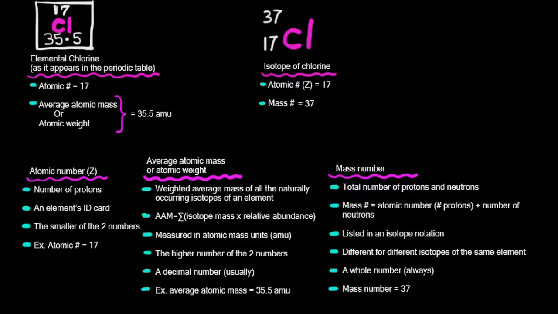The mass number is defined for a specific isotope, and it is written in isotope notation as shown here for chlorine 37. The mass number varies between different isotopes of the same element. Unlike the average atomic mass, the mass number is always a whole number. For example, in chlorine 37, the mass number is 37, while the atomic number is 17.